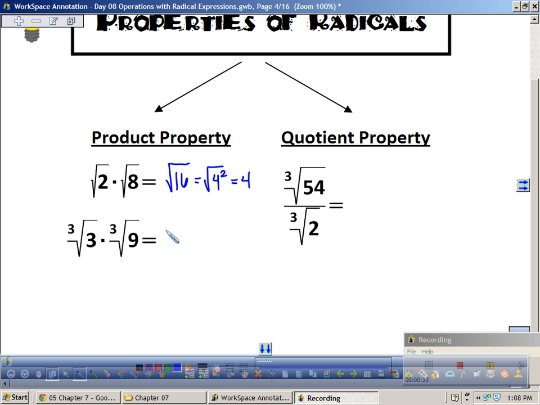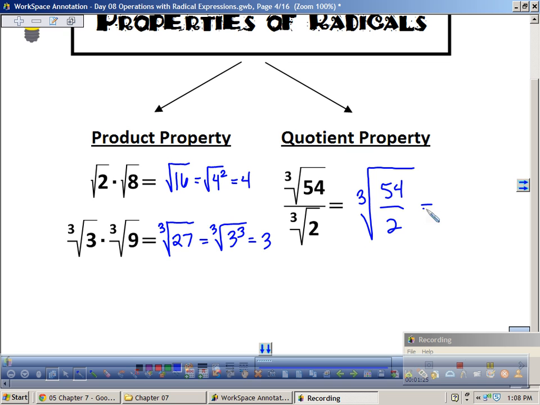Okay, so same thing can happen here. This would be the cubed root of 27, which is really 3 cubed, which is really 3. Same thing with the quotient. I can treat the numerator and the denominator separately, or I can treat them together, which is 54 over 2, which is the cubed root of 27, which we just found out is 3.